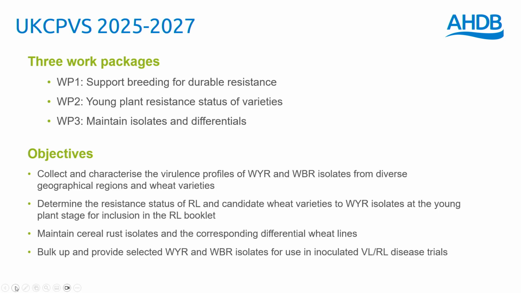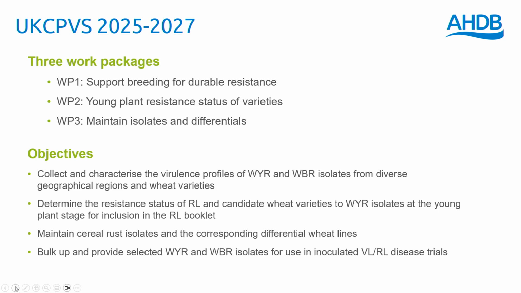So the new project will have 3 work packages listed here. So work package 1 is support breeding for durable resistance. Work package 2 is focusing on the young plant resistance status of recommended list and candidate varieties. And in work package 3, it's basically just maintaining our entire collection of isolates and also the differential lines for wheat and other species.